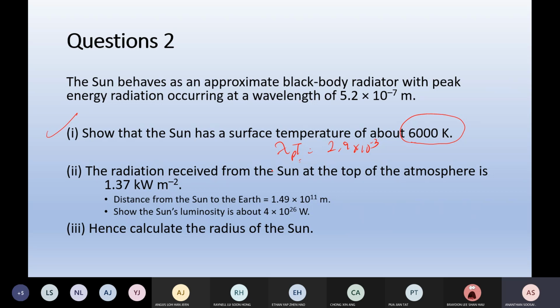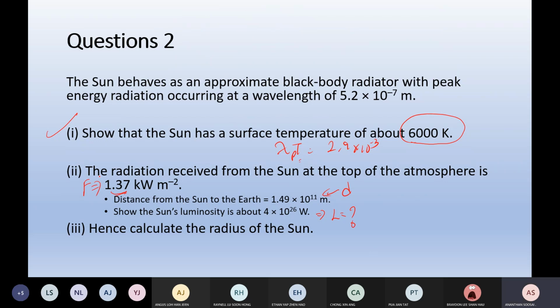The radiation received from the sun at the top of the atmosphere is this much. So this is the radiation received from the sun. This is your flux, right? The distance from the sun to the earth is this much. This is your D. So show that the sun's luminosity is this. They're asking you to prove that luminosity is this much. So we are looking for luminosity.